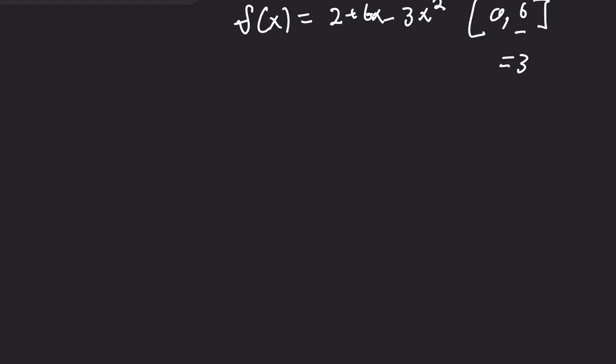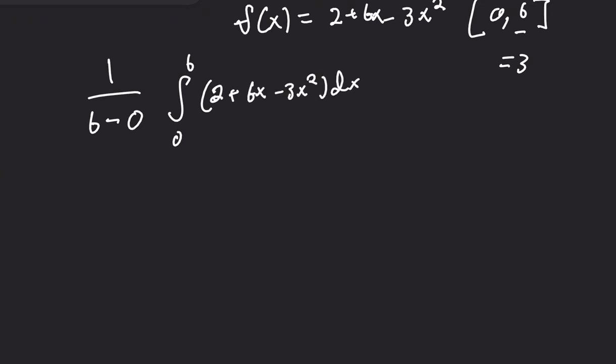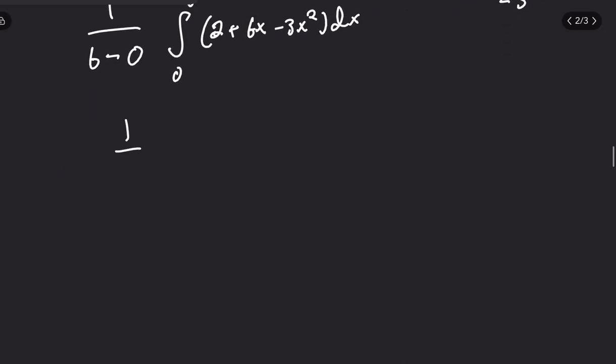So how are we going to do this? So the average value is 1 over b minus a, and they give us a is 0. The integral from 0 to b, and then this is going to be 2 plus 6x minus 3x squared dx. So this is going to be 1 over b times the integral of this, which is 2x plus 3x squared minus x cubed, evaluated from 0 to b.